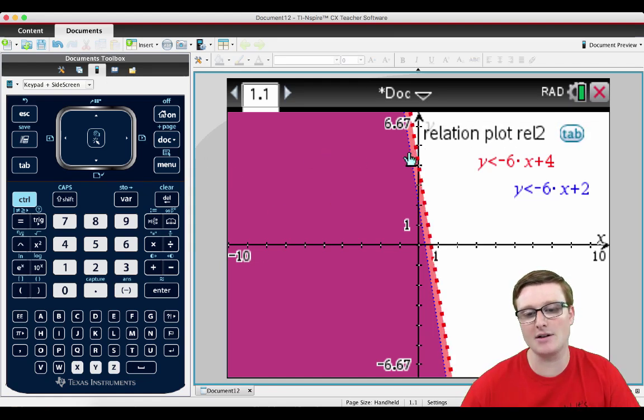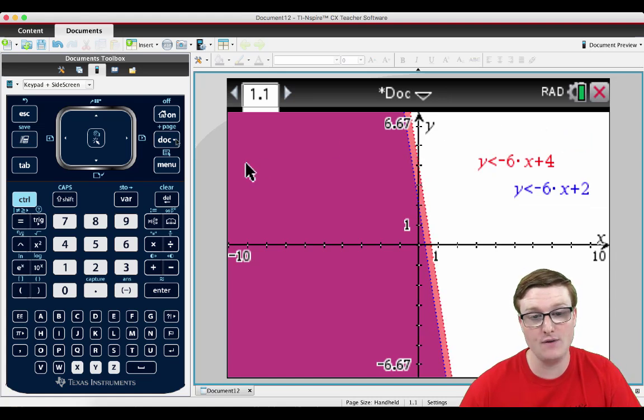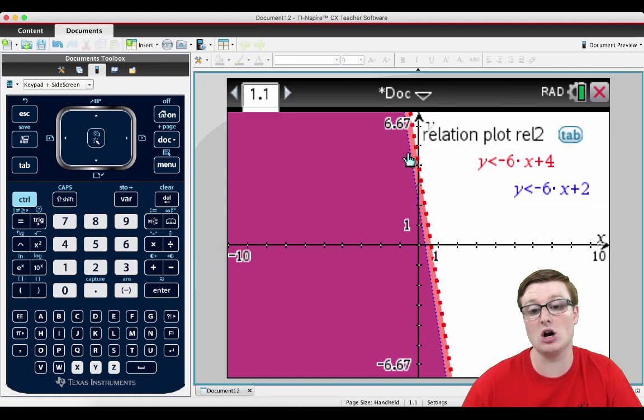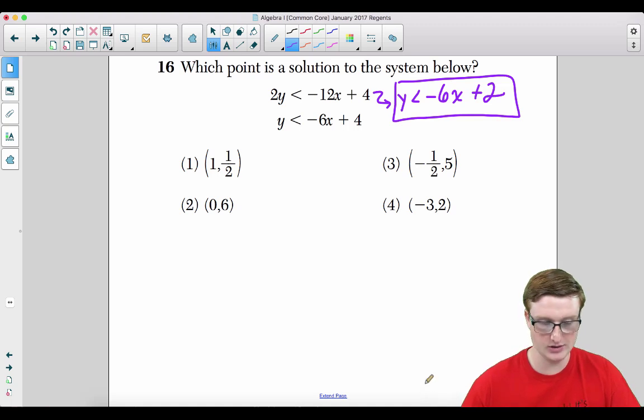Notice how the lines are parallel to each other. They never touch. And they're dotted, by the way. So if you're trying to find a solution that is either on the blue or on the red, do not pick those answers. It's not on the blue or the red. It has to be somewhere in the solution set. So let's look at our answer choices.